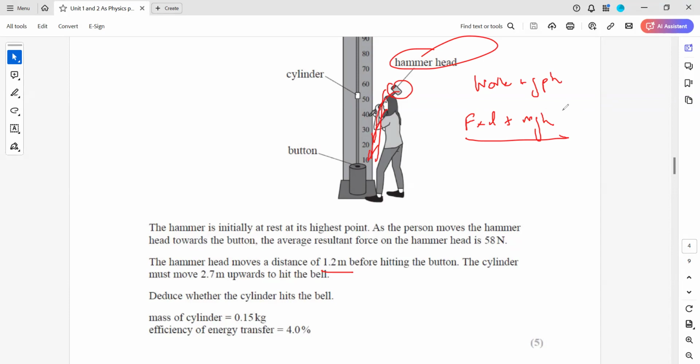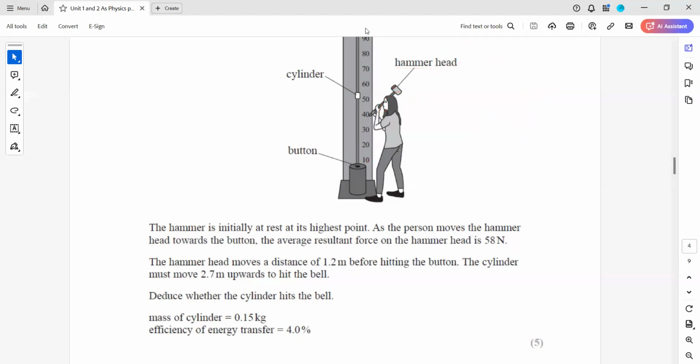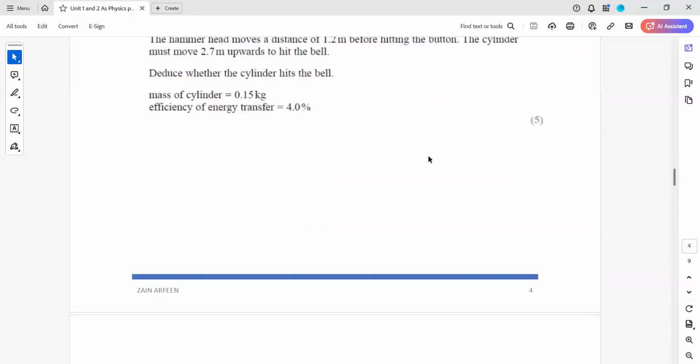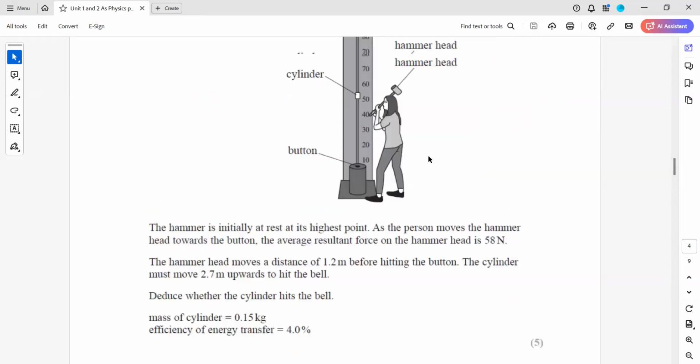Because what happens is, as a person hits this button, the hammer is at a certain height, so the hammer also has GPE, and he is also applying a force on the hammer to hit the button. So the gravitational potential energy plus the work done will be equal to the total input energy. But why did we not use that in our calculation? Because the mass of the hammerhead was not given. So in practice, more energy will be input as compared to what we calculated here. Is this question clear?